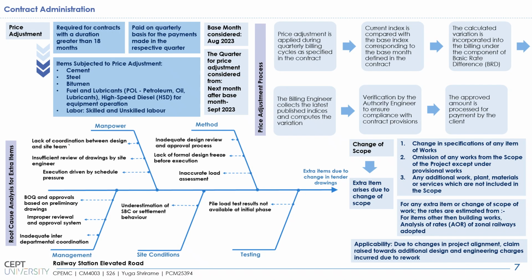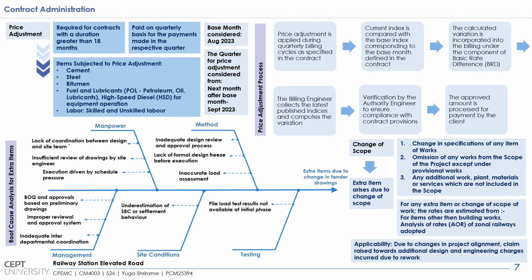Follow the price adjustment clause. The criteria for the price adjustment clause is that it is required for contracts which have a duration of greater than 18 months, which the project is. The price adjustment is based on the payments made in that respective quarter, and the formula for price adjustment specified in this contract was as per similar MoRTH projects being executed.